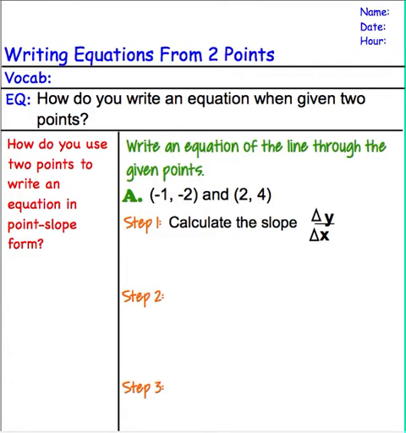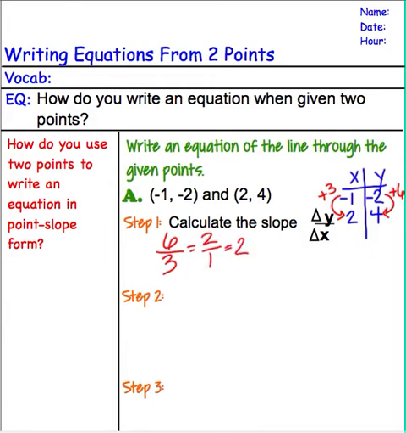The easiest way for me to do this, I think, is to create an xy table. When I create that xy table, my first ordered pair is -1, -2 and my second is 2, 4. So when I look at my change in y, from -2 to +4 is going up 6, so I'm going to put a slope of 6 over. And then over here from -1 to +2, that's an increase of 3. So that's 6 over 3, which is equal to 2 over 1, or 2.